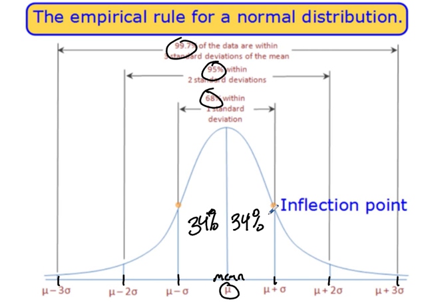If we take 95 and subtract the 68 from it, we get 27% left over. So 27% of the data is both in this section and this section right here. So let's divide that by 2. 27 divided by 2. So this section is 13.5% of the data.